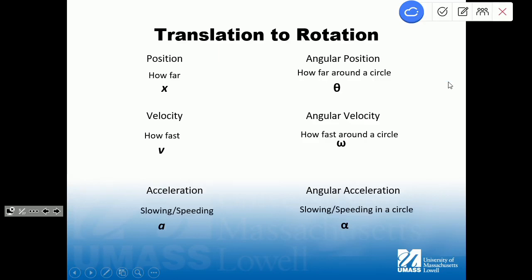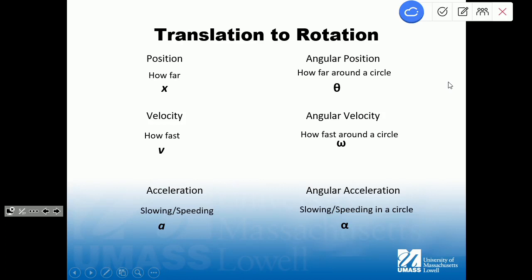So the idea is to think of a translational quantity and think of its rotational analog. So for the next week and a half, every time we come up with a rotational quantity, to really understand how it relates to other quantities, think about the translational quantity and how that relates to it. Because you know how displacement relates to velocity. You know how velocity relates to acceleration. The idea now is to build rotational counterparts to those quantities.